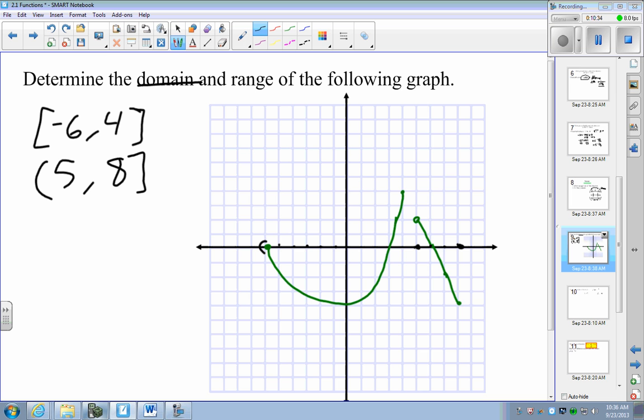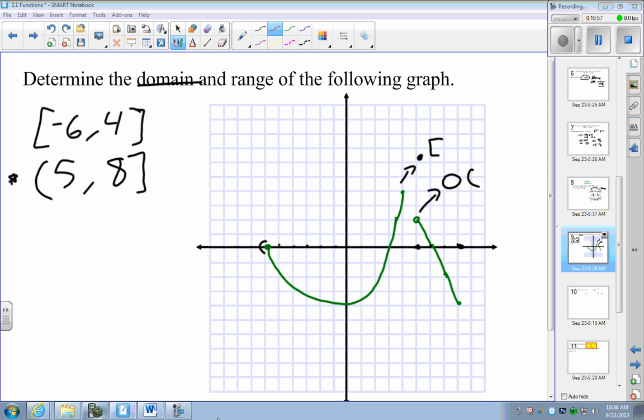Now notice that I have parentheses right here. And that's because this guy right here is an open dot. So whenever you see that open dot, remember it's open parentheses. When you see a closed dot like this, it's a bracket. All right, so that's our domain.